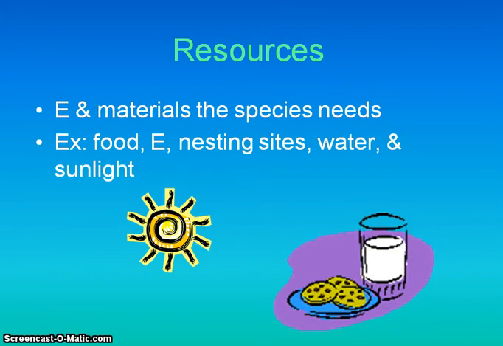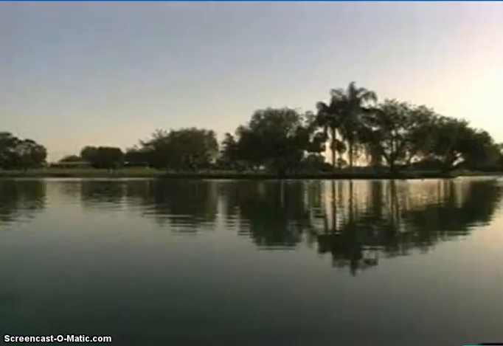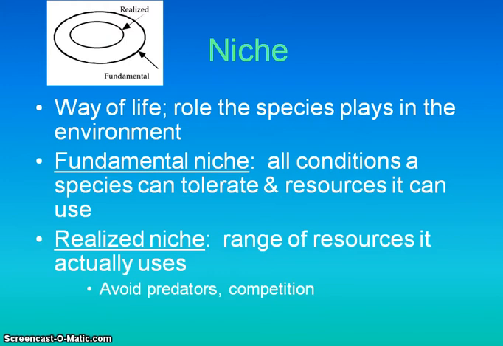Resources are all the energy and materials that a species needs to survive. So they could be food, energy, nesting sites, water, sunlight, anything that an organism could need to survive. And then a niche is an organism's way of life, or the role it plays in the environment. And there's two different types: a fundamental niche, which is all the possible conditions a species can tolerate and resources it can use. And then there's the actual realized niche, which is the range of resources that it actually uses. So the realized niche is generally much smaller than the fundamental niche.